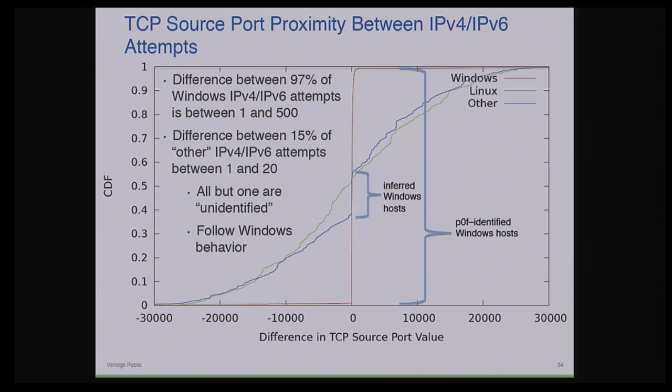We were trying to look at those, and it turns out that about 15% of the other attempts, all but one of those, are unidentified by POF. So we believe that with the address association we were doing, we were able to go above and beyond what the typical SYN might lead you to find, and identify those as Windows hosts as well. Those were inferred Windows hosts. Because of the high correlation, we have fairly good confidence in that.